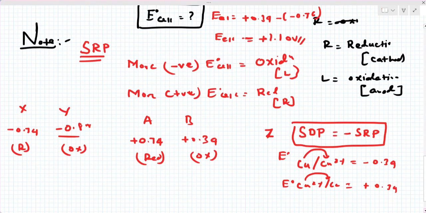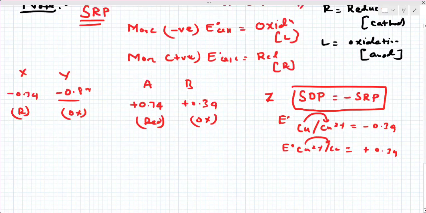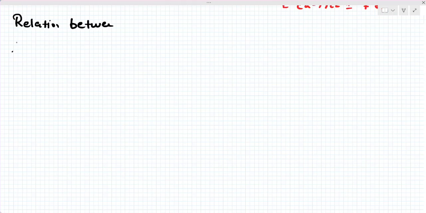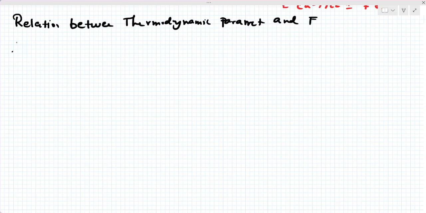Now I'm going to give you the relation between E cell and delta G. This is a basic formula; I think you learned it in plus 2 also. What is the formula? This is a very important relation between thermodynamic parameters and the E cell potential.